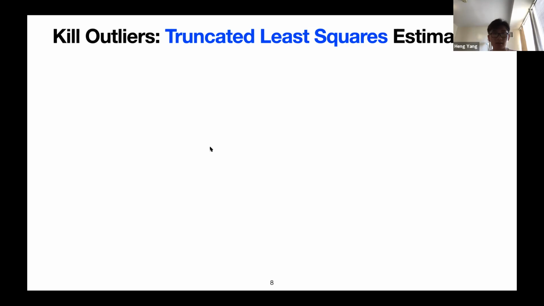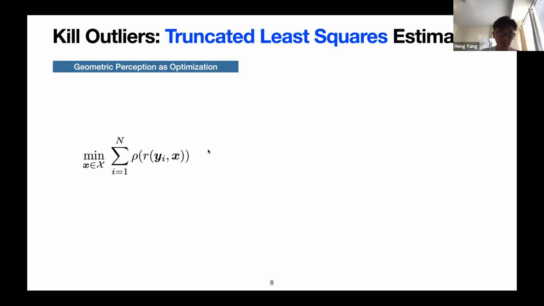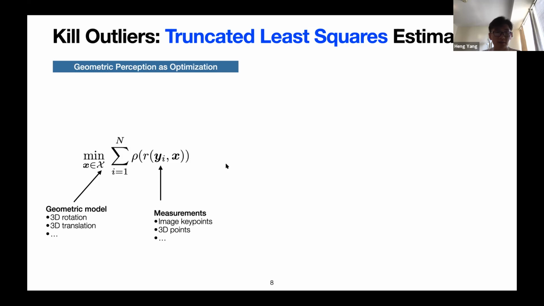As TJ already introduced, we can treat geometric perception as a general form of optimization. In this optimization, we are trying to estimate the geometric model denoted as X, and we are given visual measurements denoted as Y. Then we have a residual function. For example, it can be the Euclidean distance in 3D registration, or it can be the reprojection error in PnP types of problems.